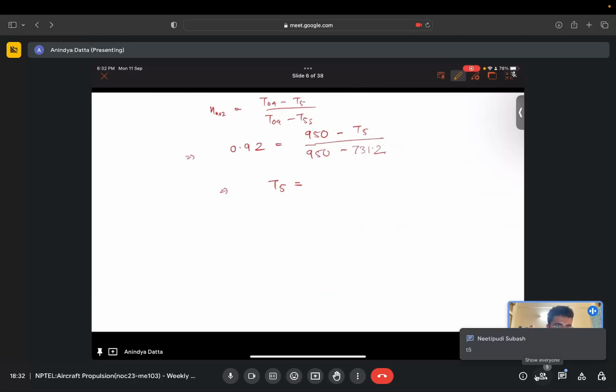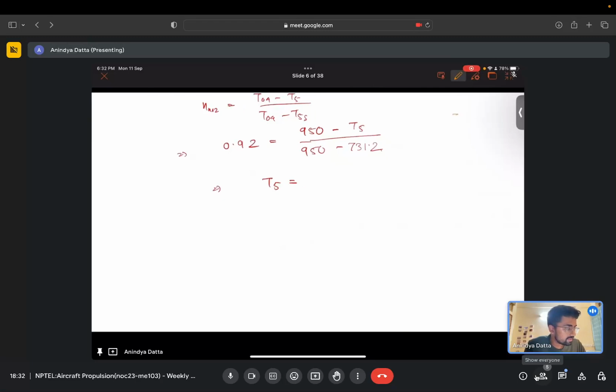So ideally this value of T5 should be greater than 731.2. T5s is 731.2, right? So if you solve, you will get T5 as 748 Kelvin. Okay. So as we draw in the diagram, the actual nozzle exit temperature is higher than that which will be attained in the isentropic case. Okay. All right.